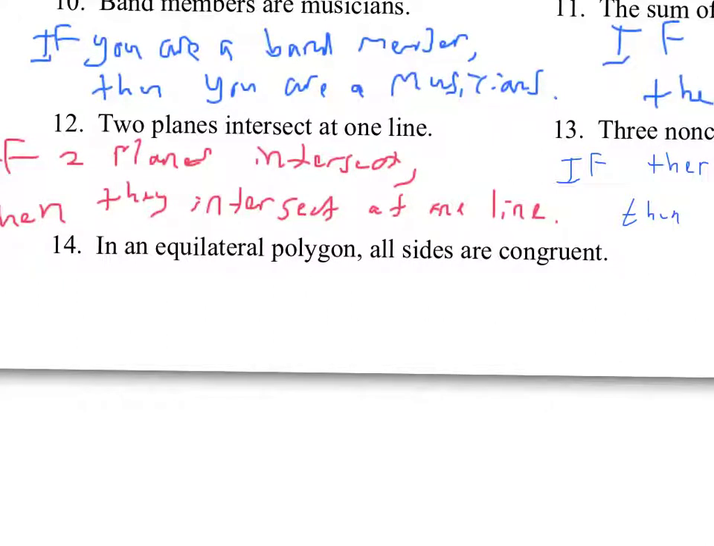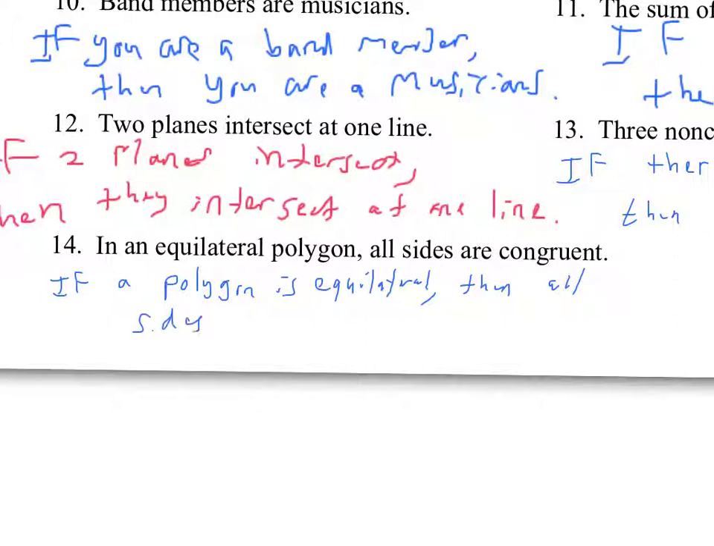Alright, number 14, in an equilateral polygon, all sides are congruent. So this one will go in order too. If a polygon is equilateral, then all sides are congruent. Alright, great. On to the next page.